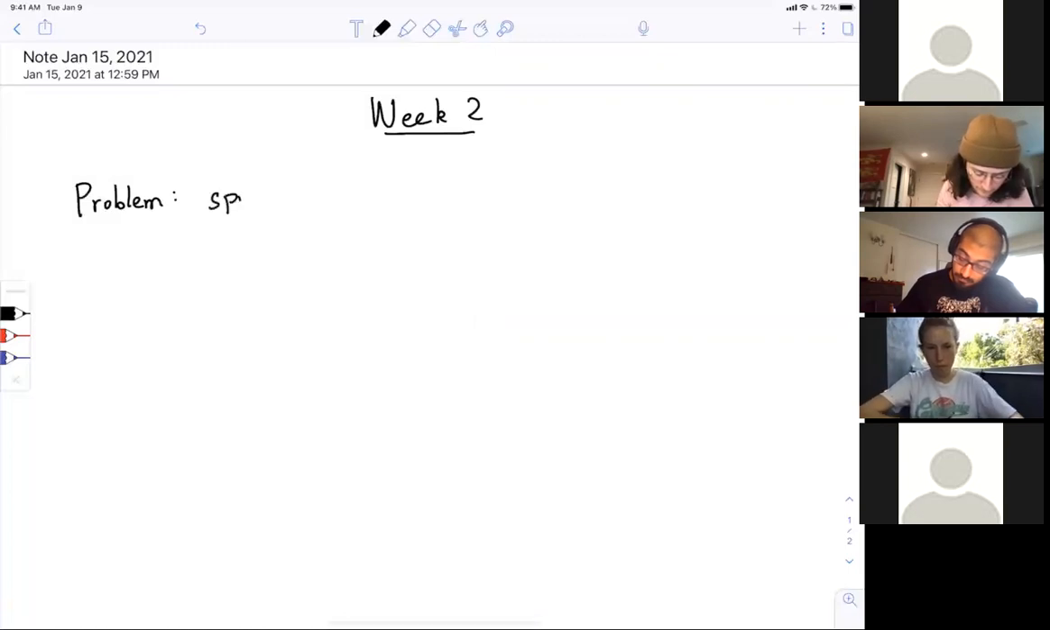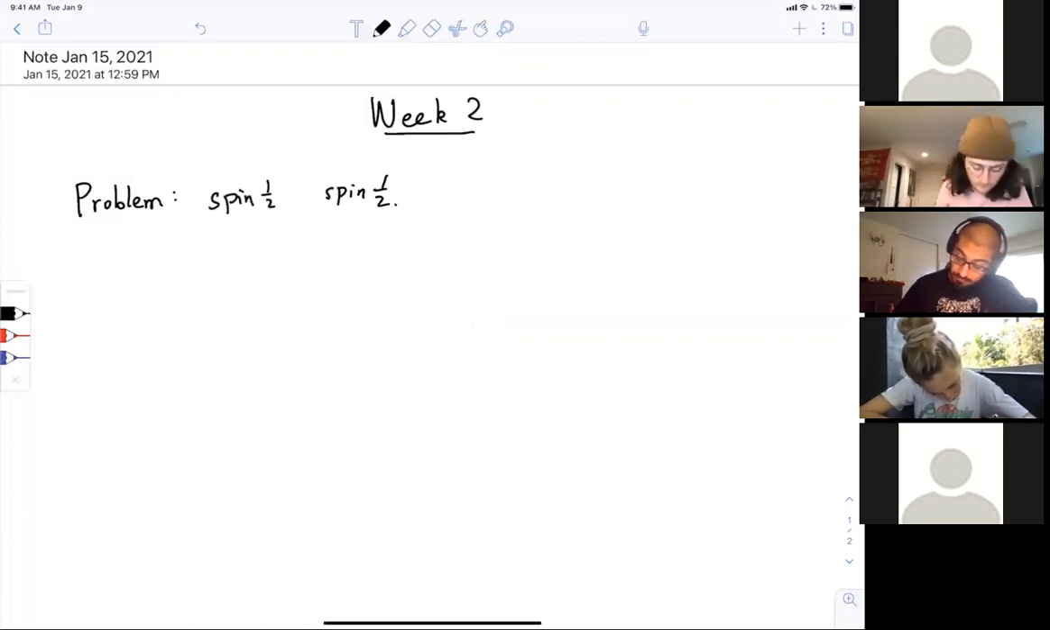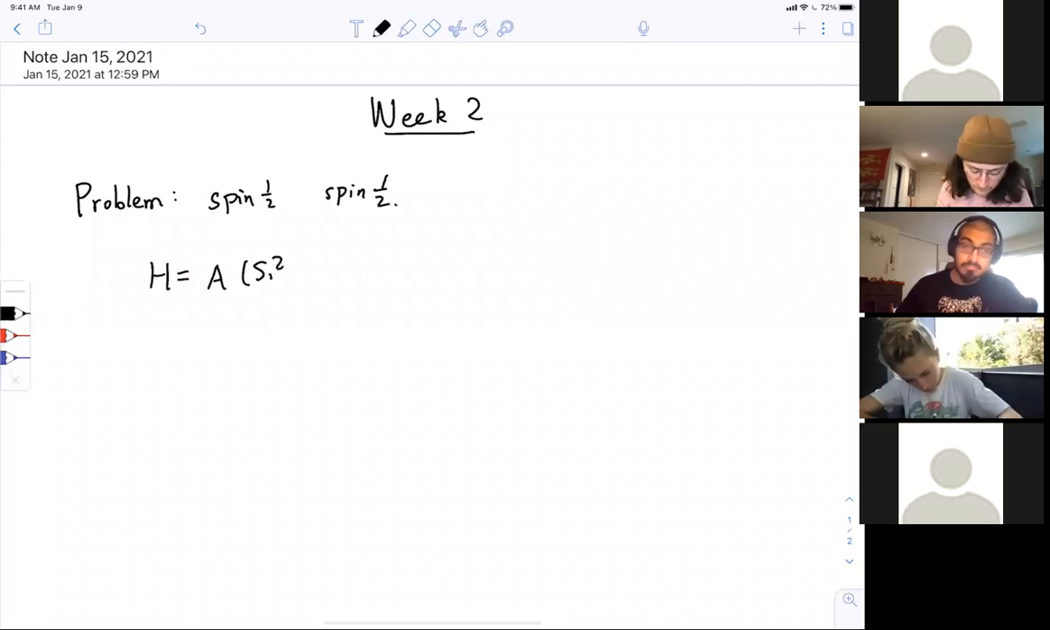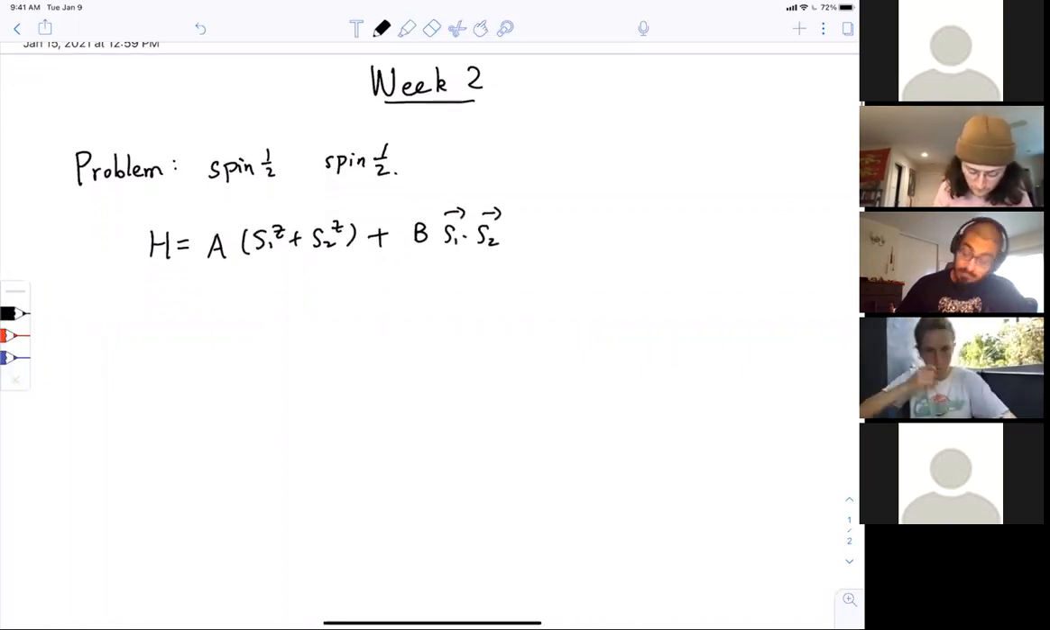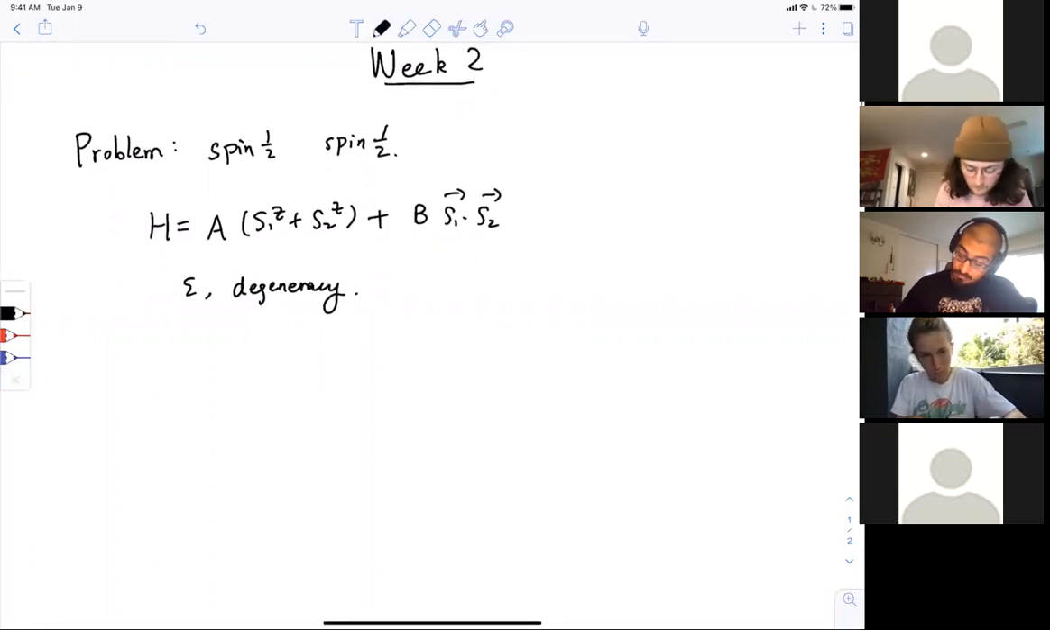Imagine we have two spins, spin 1/2, and the Hamiltonian. There are two similar problems in the homework. It's like this, and you're asked to calculate the energy levels and also the degeneracy. So because it's a spin 1/2.